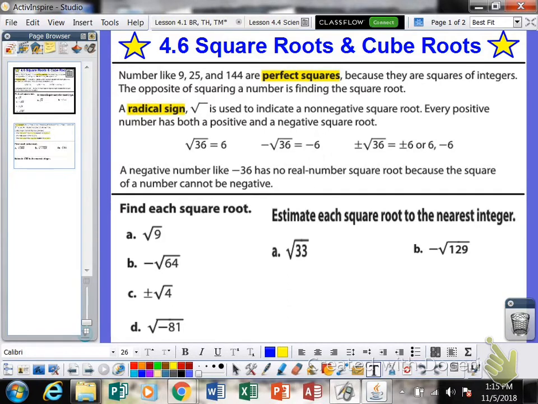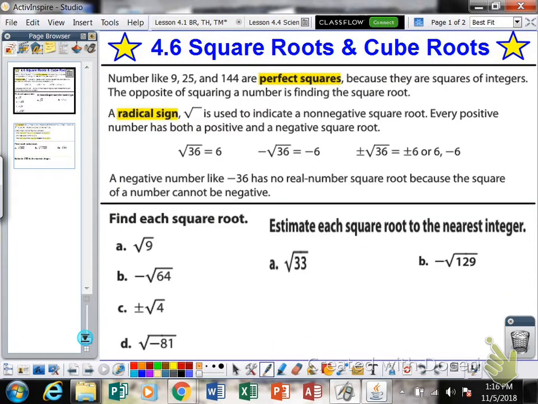So the square root of 36, 6 times 6 is 36. Negative square root of 36 is negative 6. Plus or minus the square root of 36 would be plus or minus 6, meaning 6 or negative 6, because 6 times 6 is 36, and negative 6 times negative 6 is 36. So find each square root.